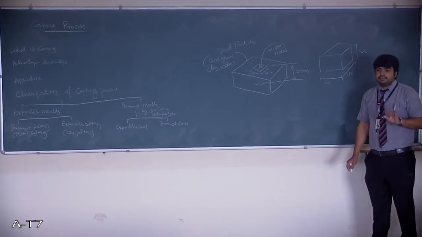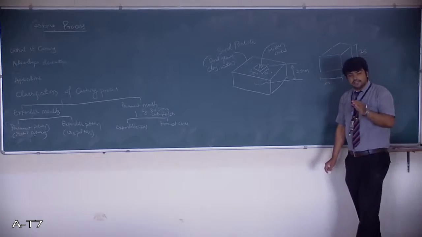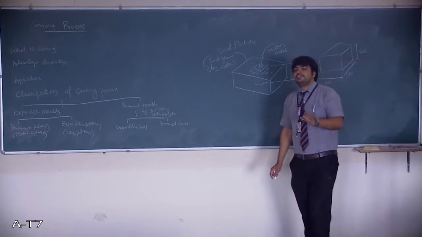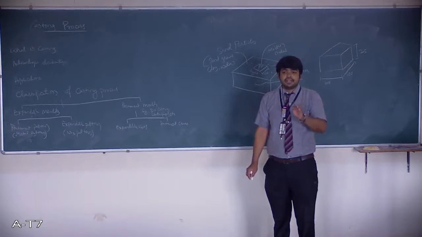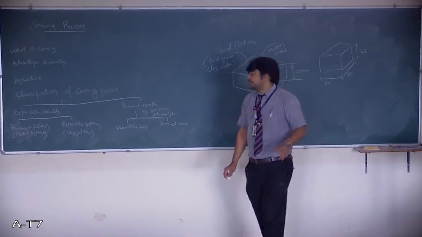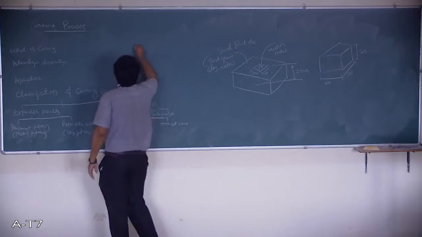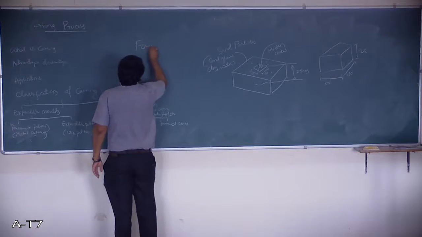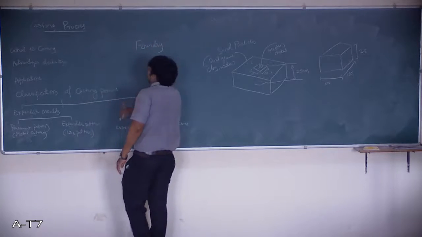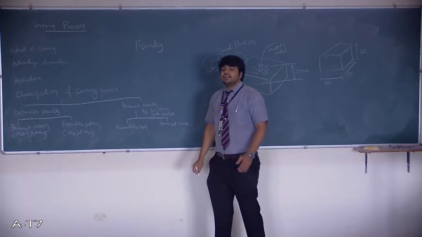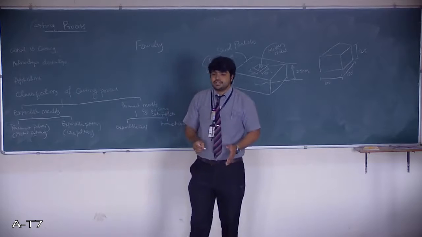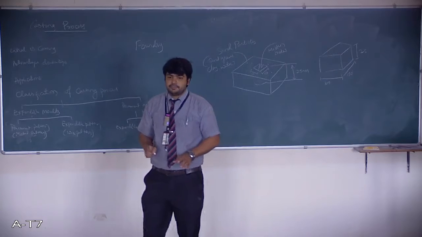So just keep it in mind, casting is a process where we are going to pour the molten metal in the mold cavity, and after solidification we are going to get the casting. Okay, the place where casting is done is called a foundry. Okay, foundry is the place where castings are prepared. Okay, there are certain merits and demerits of this particular process.